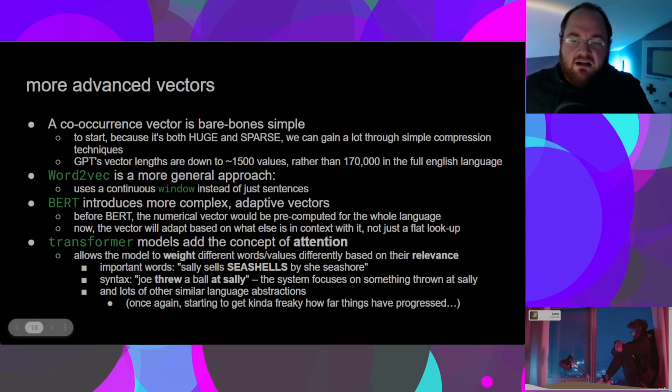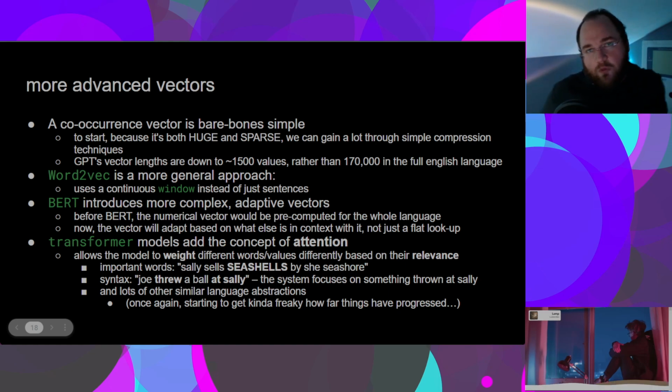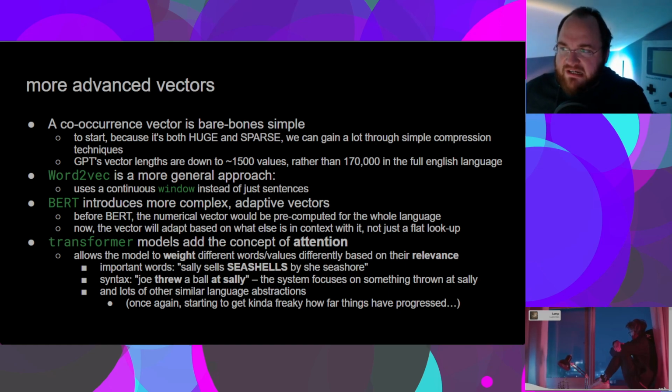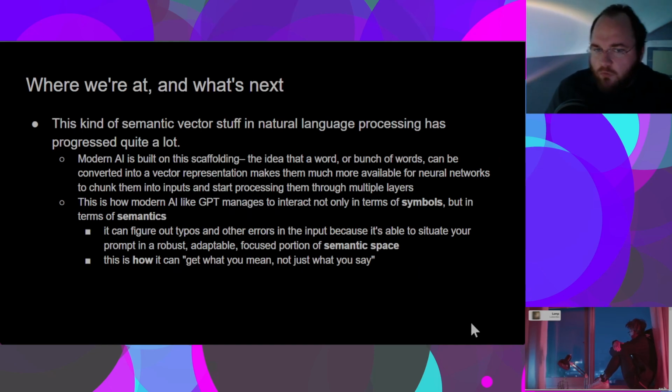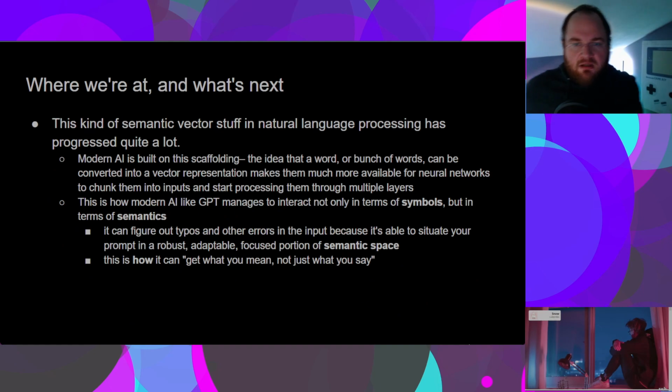And once again, it's starting to get kind of freaky that things have progressed to the point where models are pretty dang well aware of who threw the ball at who when you just emit the sentence, Joe threw the ball at Sally. Woo. So, where are we at? And what's next?